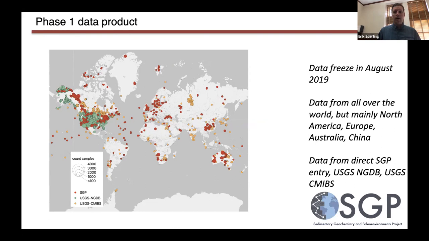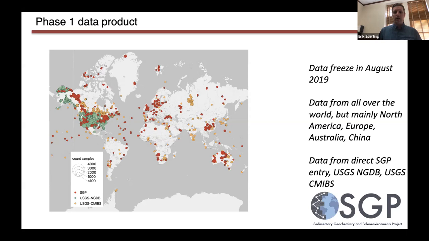Our data product includes data from all over the world, but mainly North America, Europe, Australia, and China. One of the goals of phase two is to really get data from all over the world. And so if you're watching this video and are from a country outside these areas or work outside these areas, we'd love to get you involved.